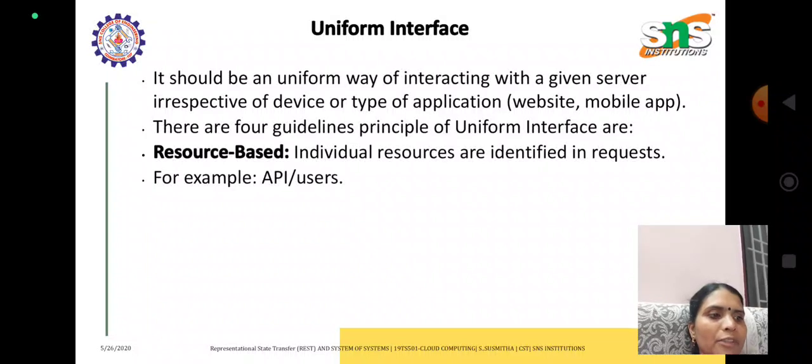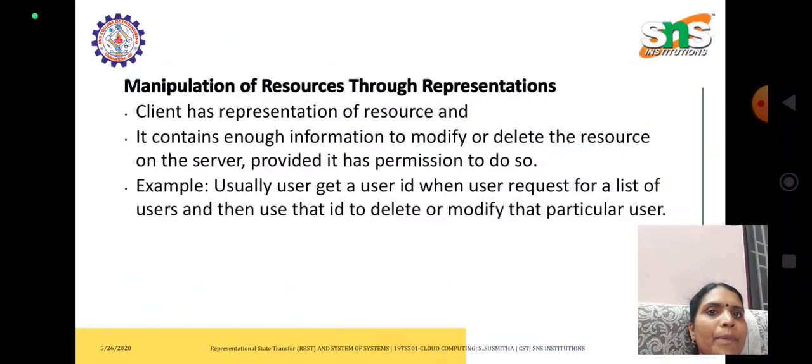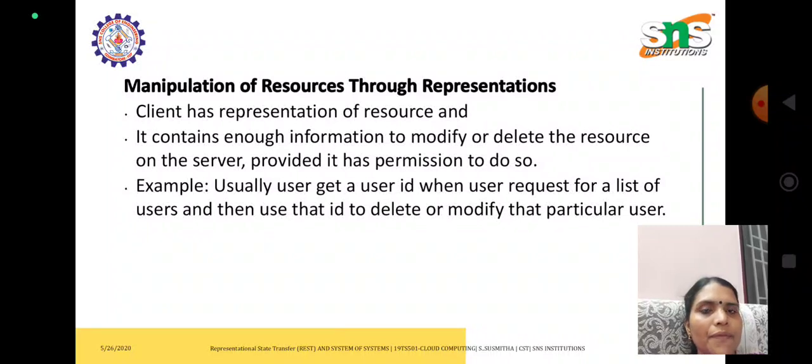There are 4 guiding principles of uniform interface. First, resource based: individual resources are identified in the request, for example API users. Second, manipulation of resources through representations: the client has a representation of the resource and it contains enough information to modify or delete the resource on the server, provided it has permission to do so. Example: usually a user gets a user ID when requesting a list of users, and then uses that ID to delete or modify that particular user.